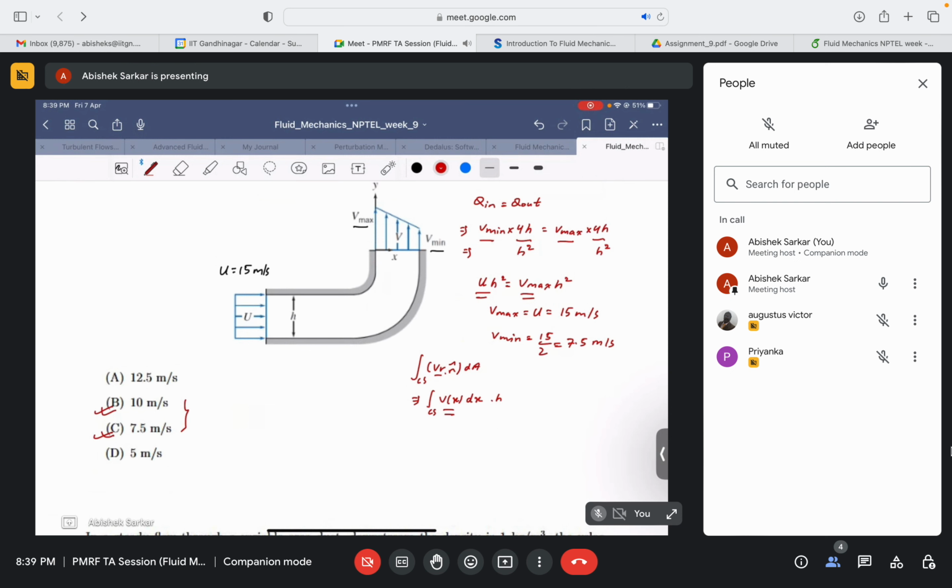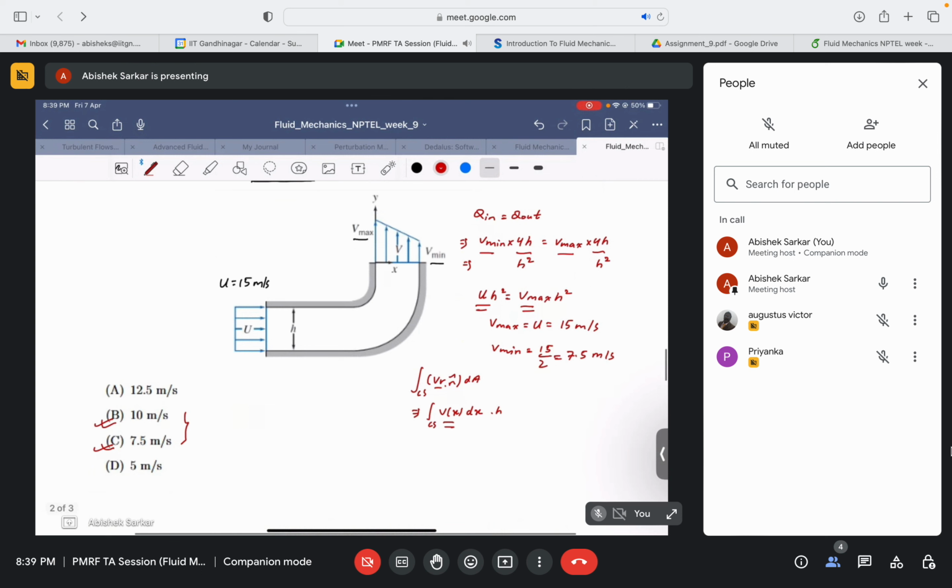Okay, so the thing is that you need to find the velocity profile along the x direction, because you can clearly see here, since the 90-degree bend, the velocity profile varies with the x coordinate. That's why you need to find vx first, do the integration, and then equate it to the inlet volume flow rate. So Victor, now you can speak. Did you get the concept? Where did you make the mistake?